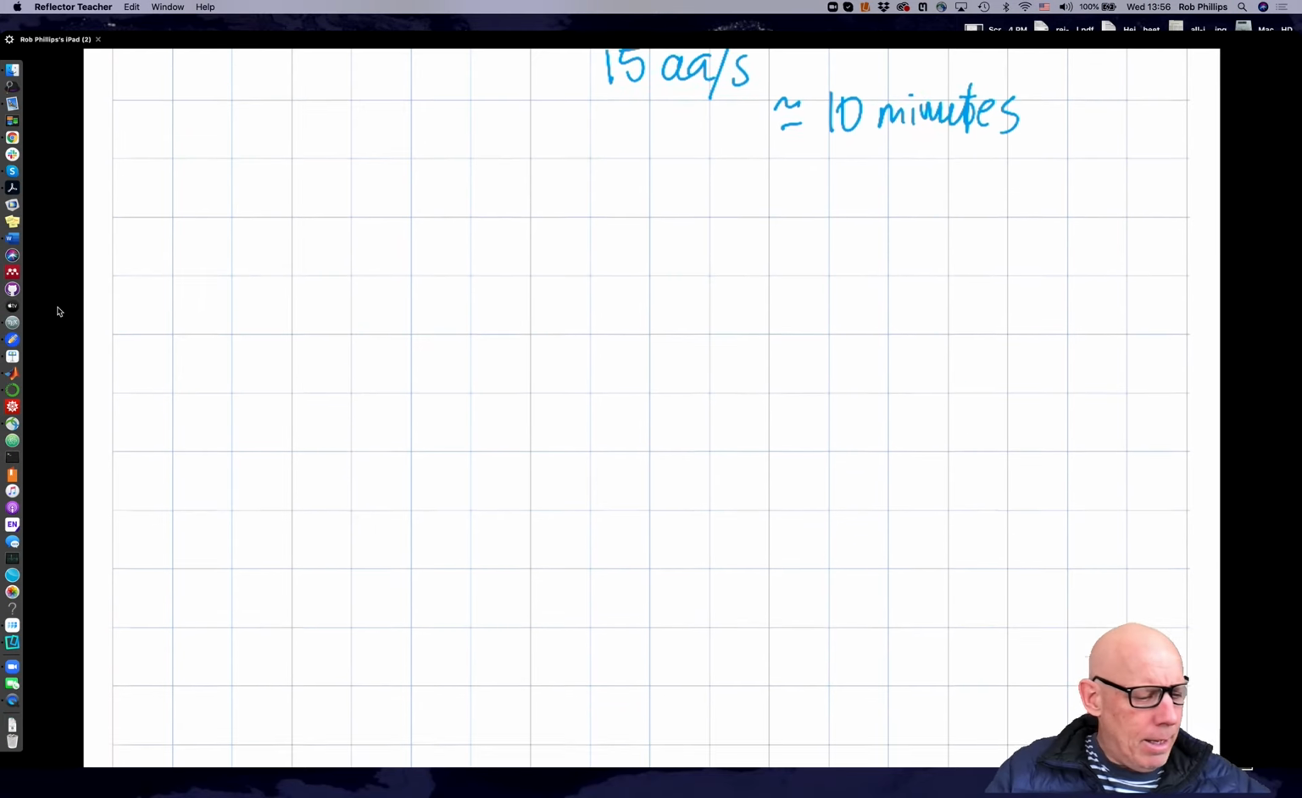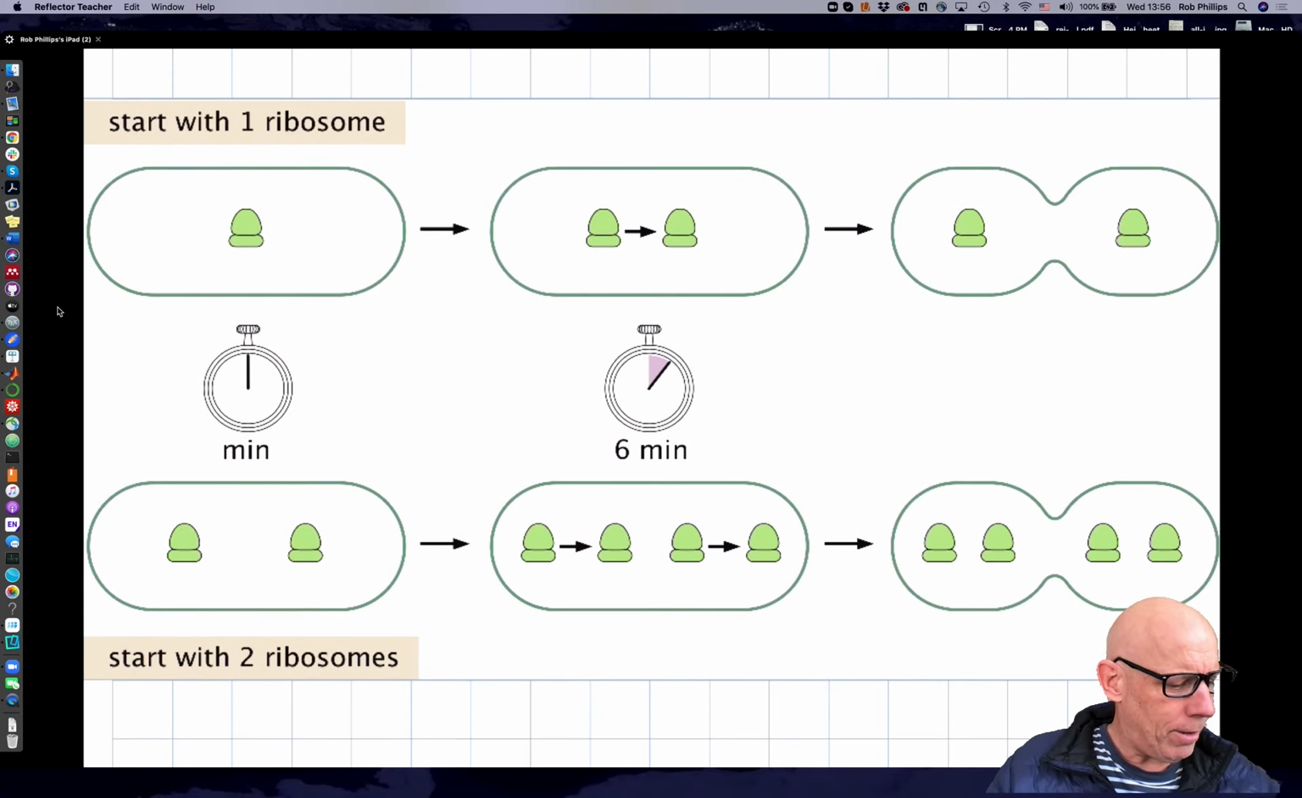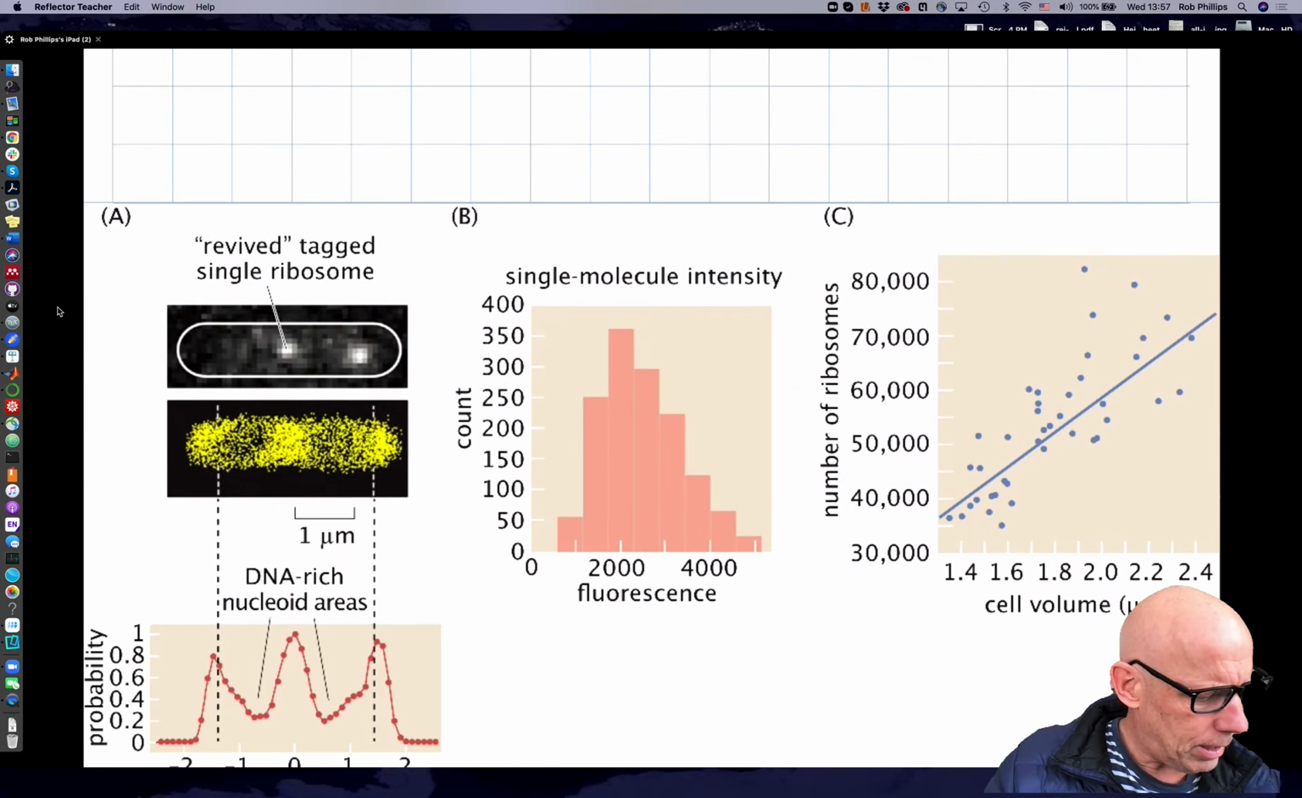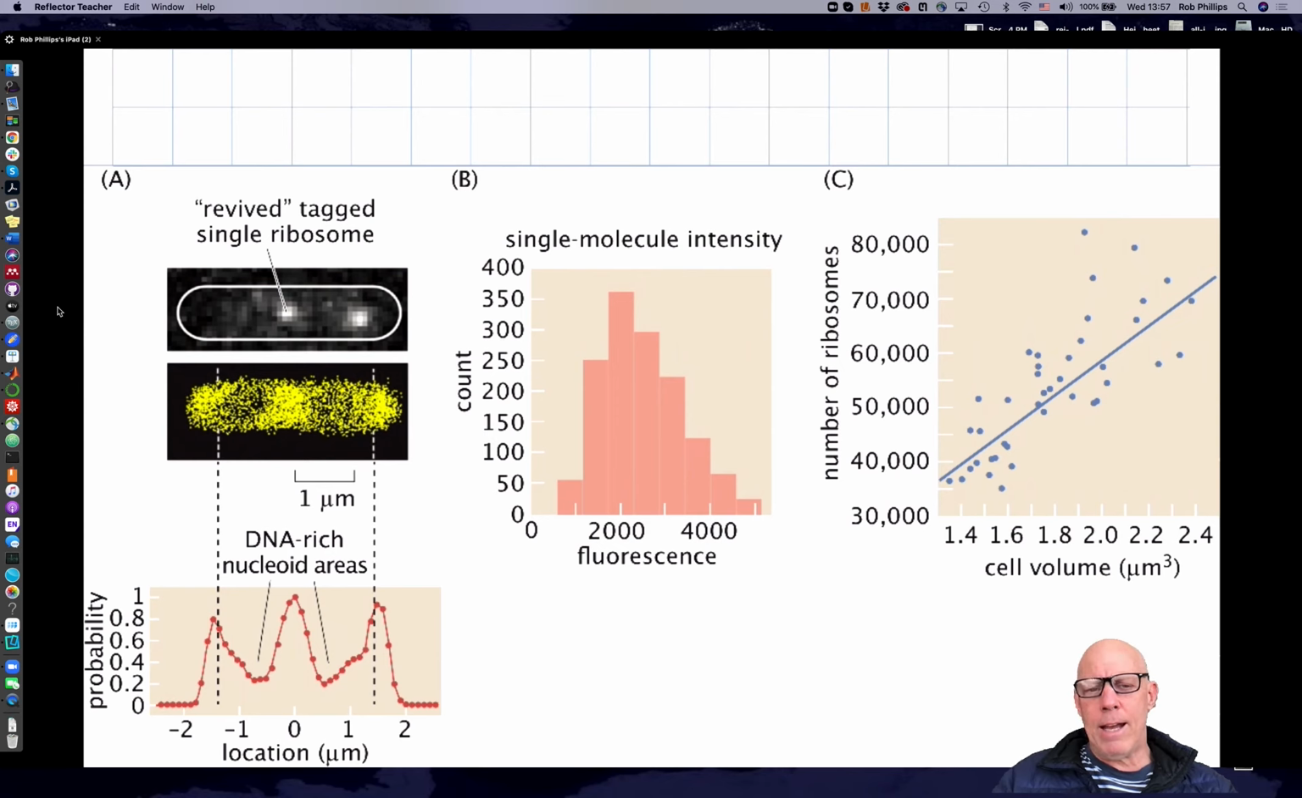So, I think whether we start with one ribosome or two ribosomes or n ribosomes, the bottom line is that each one of those ribosomes needs to be synthesized. It needs to be copied, and the act of doing so is going to require 10 minutes worth of protein synthesis. This was just a reminder that people have counted the number of ribosomes as a function of cell volume, which is really related to growth rate. And you can see that there's between 40,000 and 80,000 ribosomes for these kinds of intermediate to fast growth rates.